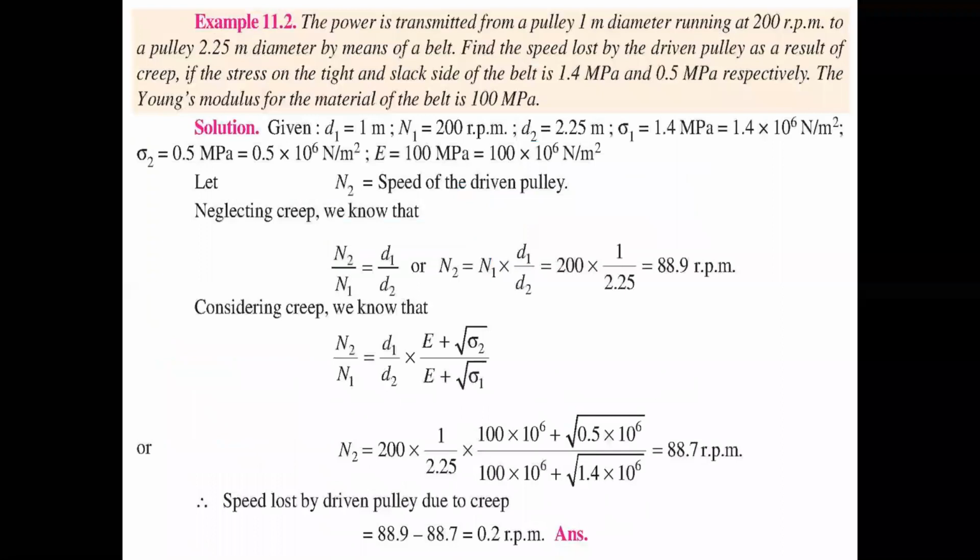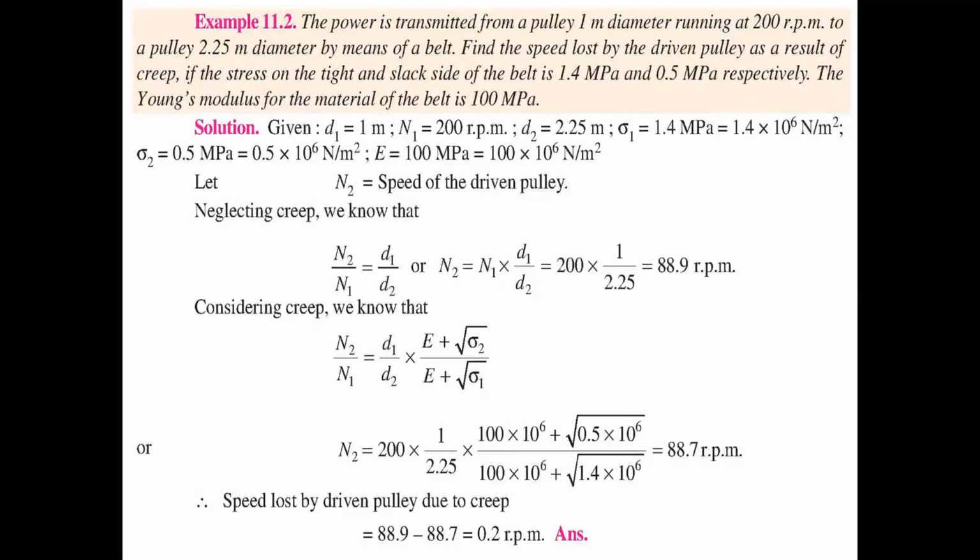The power is transmitted from a pulley 1 meter diameter running at 200 RPM to a pulley 2.25 meter diameter. Find the speed lost by the driven pulley as a result of the creep, if the stress on the tight and slack sides of the belt is 1.4 megapascals and 0.5 megapascals respectively. The Young's modulus of the material of the belt is 100 megapascals.